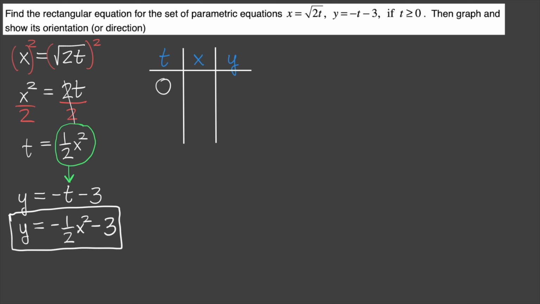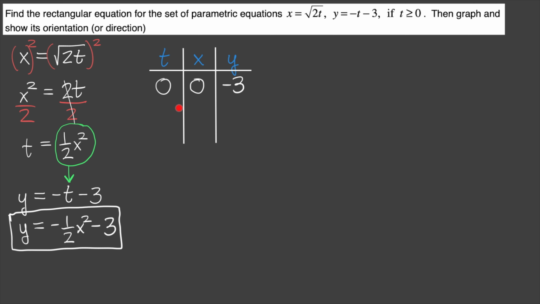If we plug 0 into the x equation, well, that's 2 times 0, which is 0. The square root of 0 is 0. So our x value is 0. Plug in 0 now for t here. Negative 0 minus 3 is just minus 3. So our first point is going to be 0, negative 3.